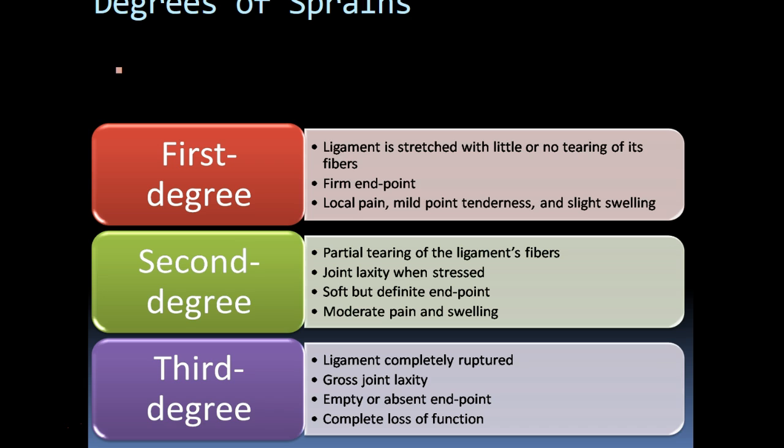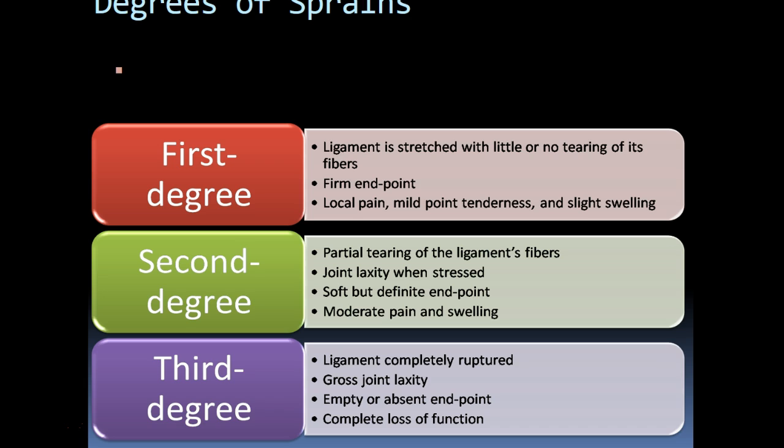In the second-degree sprain, just like a strain, there's partial tearing of the ligaments. You get joint laxity or looseness when you stretch it. There's a soft, but there's still an endpoint. In other words, the ligament isn't ruptured. You're for sure going to get some moderate pain and swelling because you have tearing of fibers.